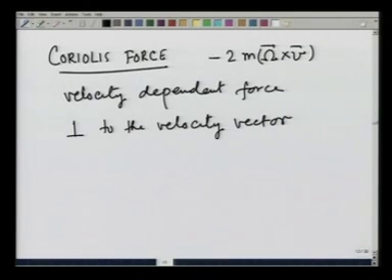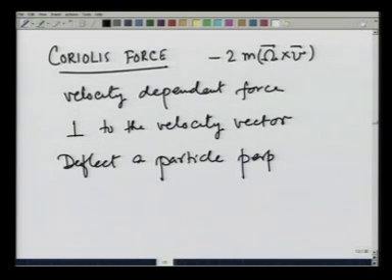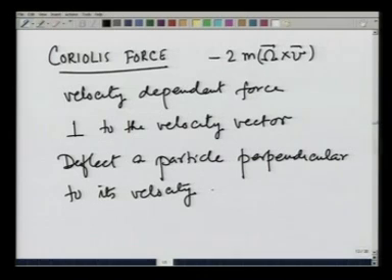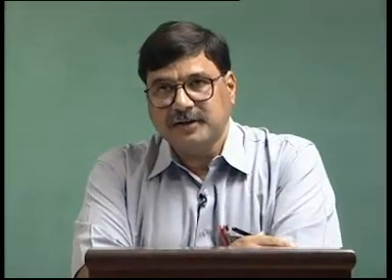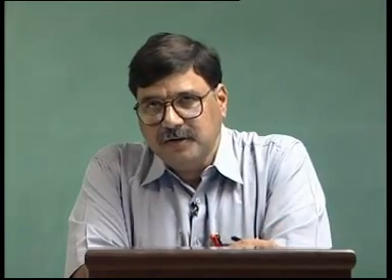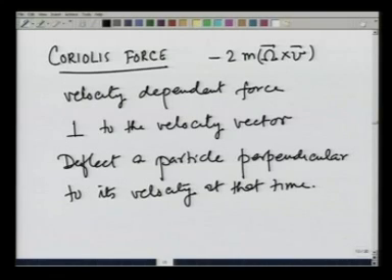So, what this force would do is try to deflect a particle perpendicular to its velocity at that time. And this is precisely the effect we see when we consider things like missiles or bombs on the surface of the earth. Because of this Coriolis force, they tend to deflect from a straight path. I again emphasize that this force is a kinematic effect. It is because we are observing things in a rotating frame. It is not a real force.